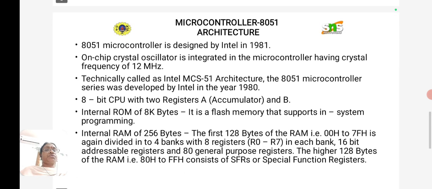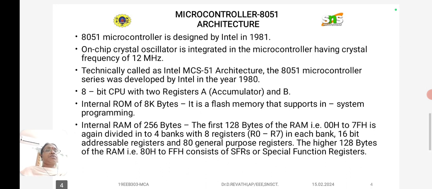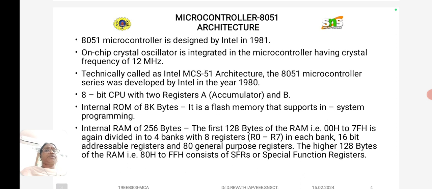These are the features of microcontroller 8051. The 8051 microcontroller was designed by Intel in 1981. An on-chip crystal oscillator is integrated in the microcontroller, with a crystal frequency of 12 MHz. Technically it is called the Intel MCS 51 architecture. The 8051 series was developed by Intel in the year 1980. It has an 8-bit CPU with two registers, A and B, where A is also called the accumulator.